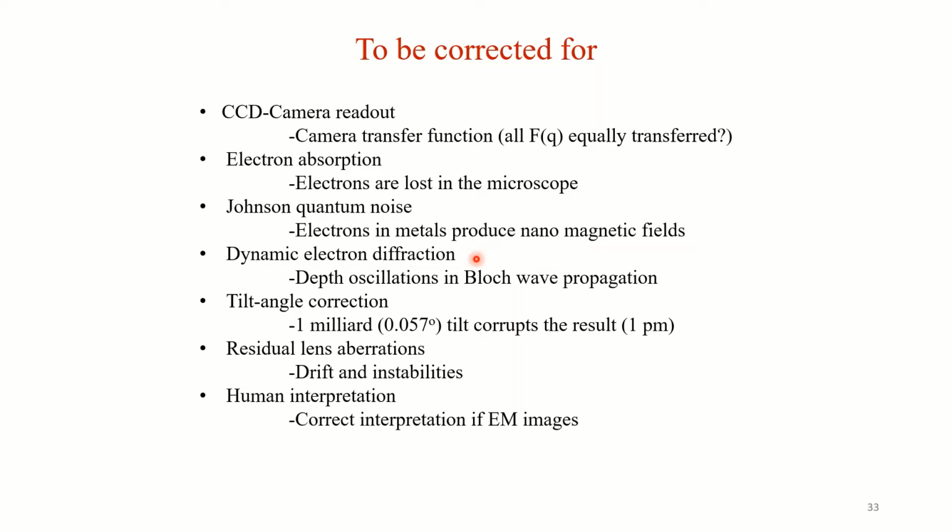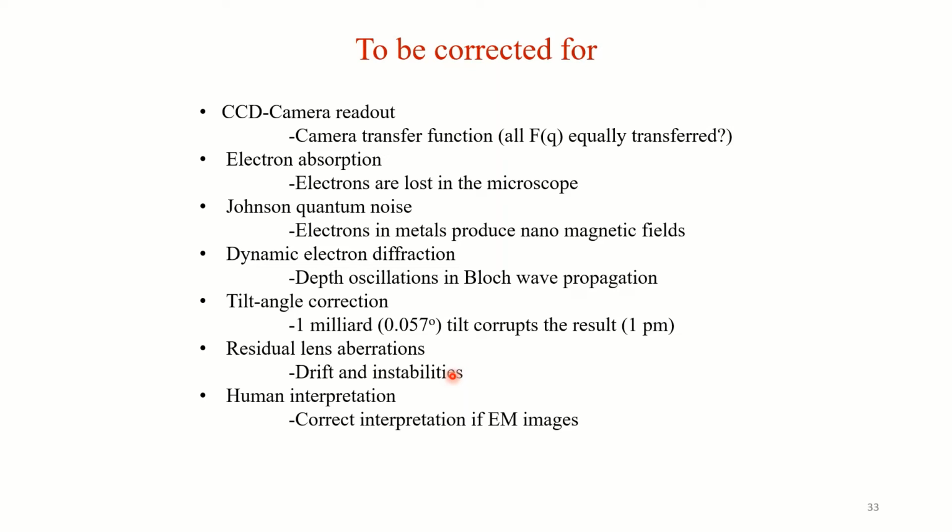And then you have dynamical electron diffraction. If you have a thick sample, basically thicker than 3 nanometers, then you have multiple scattering of electrons resulting in dynamical electron diffraction, and it can introduce some artifacts in your TEM image. And then you have tilt angle correction. If your sample is tilted with respect to the beam by even 1 milliradian, then you have an error in your image of 1 picometer. So your image is distorted, it's not the correct image of what you are seeing. For 1 milliradian of tilt angle, you have 1 picometer of corruption in the result. And again, you have residual lens aberrations, like electrical instabilities. Again, the shape of your aberration correctors or lenses cannot be manufactured perfectly.